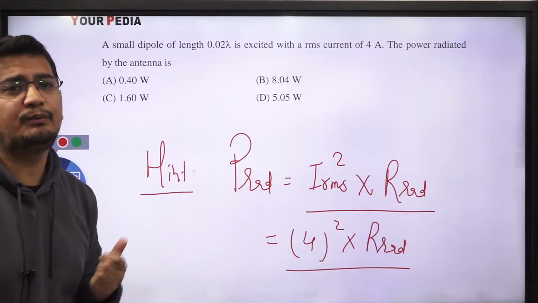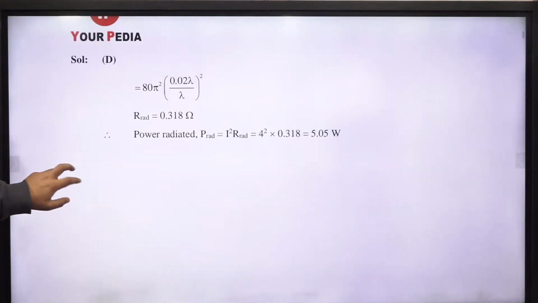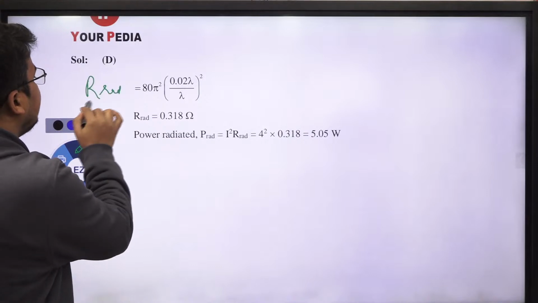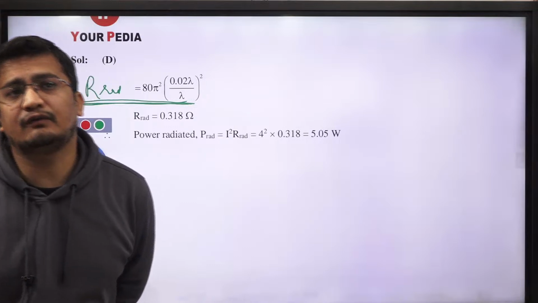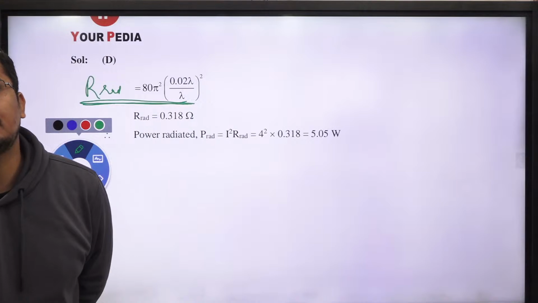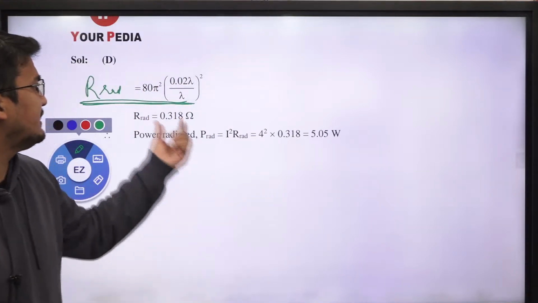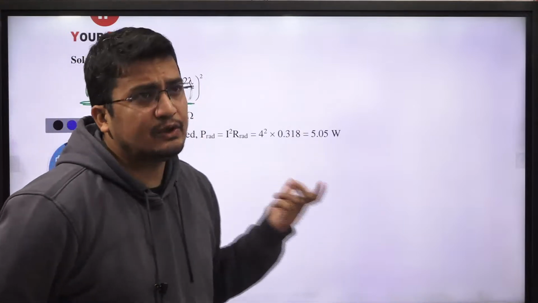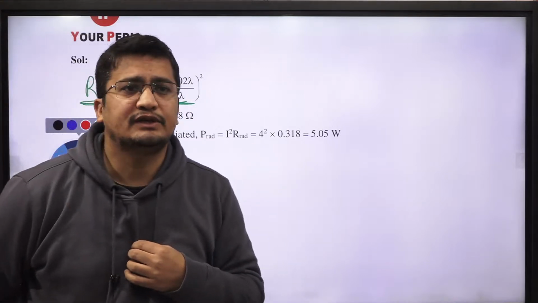The answer is 5.05 watt. So how do you calculate? You can see the solution here. First you need to calculate the radiation resistance, and you know the radiation resistance can be calculated by this formula for the given length of the antenna. Then the RMS value of the current was given to you, and power is equal to I square into R. Since we are talking about the radiated power, it will be I RMS square into radiation resistance. You first calculate the radiation resistance and then go for the power radiated. That is coming around 5.08 something. The closest best option is 5.05 watt. So this will be the solution for this question.